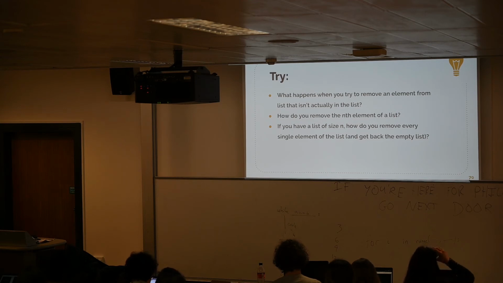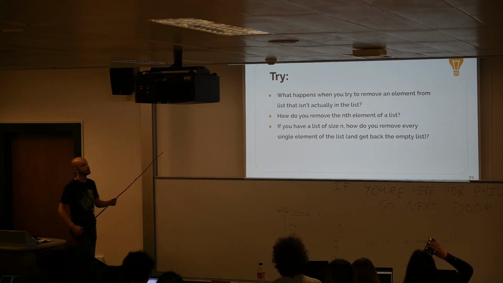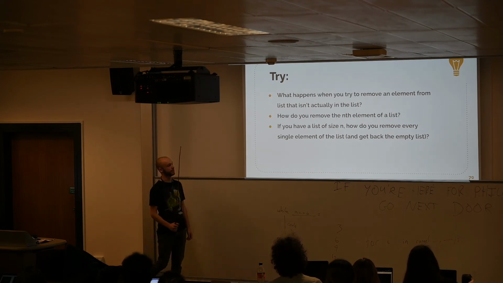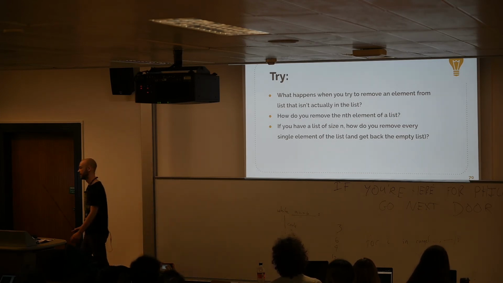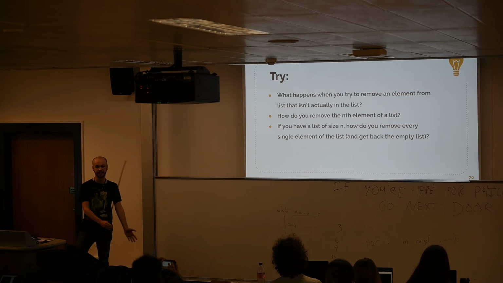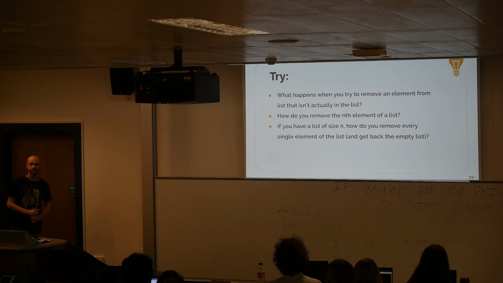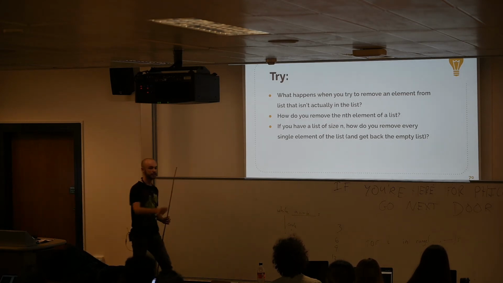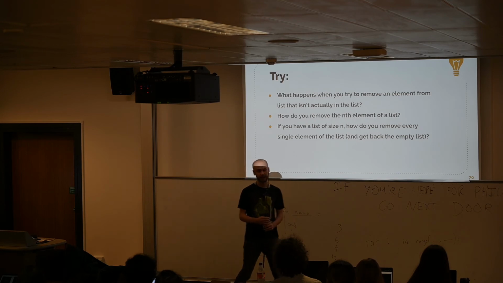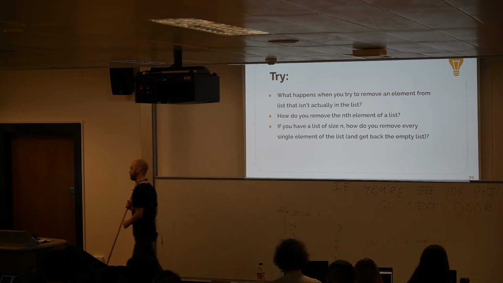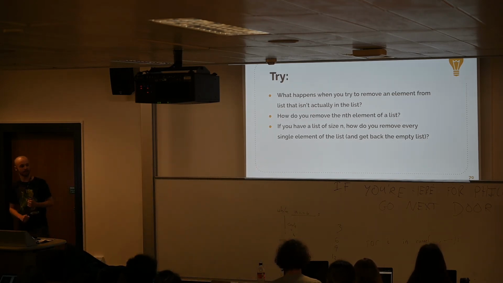The other question at the bottom is, if you have a list of size n, how do you remove every single element of the list and get back the empty list? So we've got a list, and we want to get rid of everything in it and just get the empty list. How might we do that? Has anyone got any ideas? Wild guesses, perhaps? Using things we know about. Using a for loop? Excellent start. We can use a for loop. How might we go about doing that?